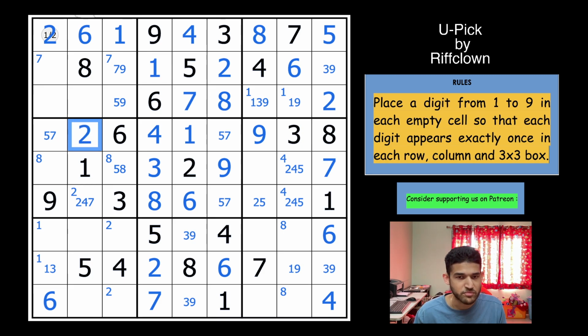That removes the 2 from here. This is 4 7, 2 4 5, which means this would be 6 for the box. Wow, fantastic Sudoku, guys. Really beautiful one. No 9 in this cell. That's 1 3.